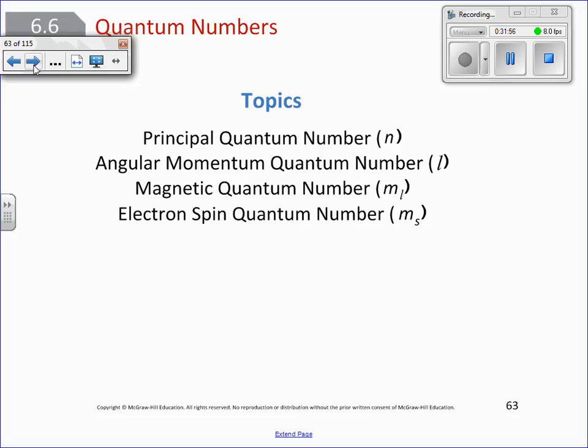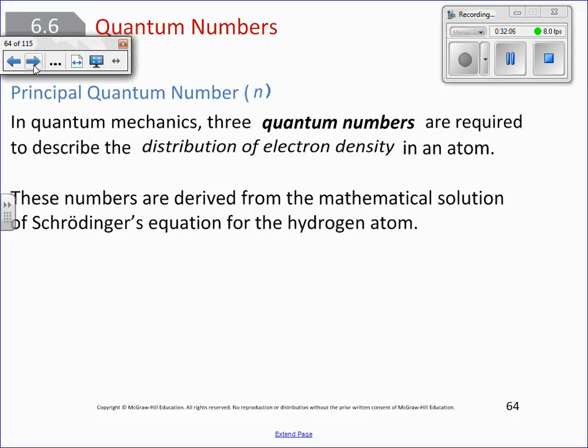Okay. So we're going to talk about these three quantum numbers that are required to describe the distribution of electron density in an atom. So these all come from the Schrodinger wave equation.